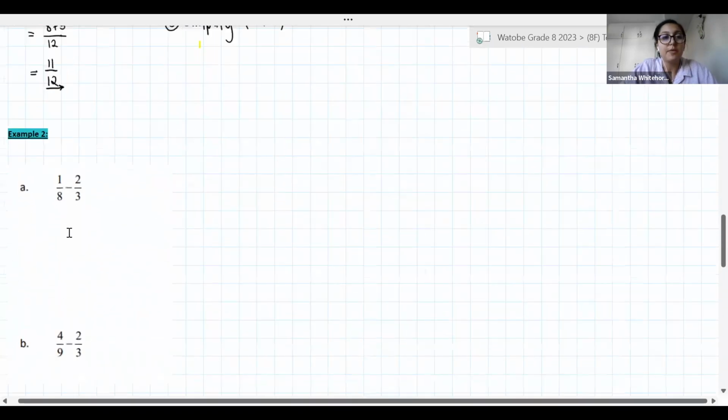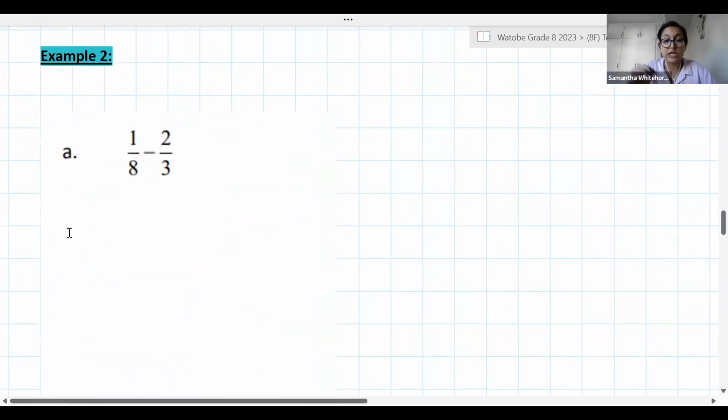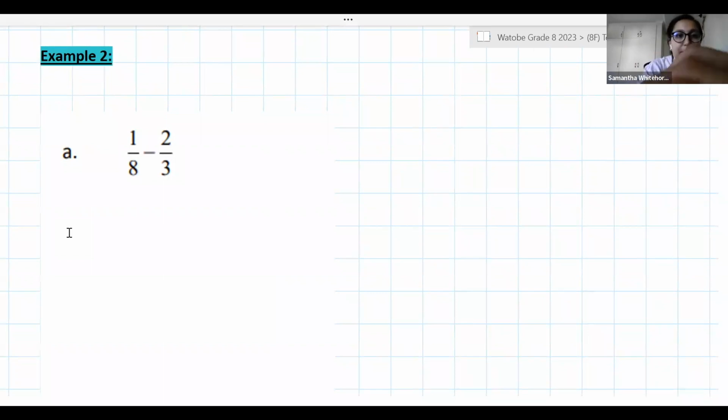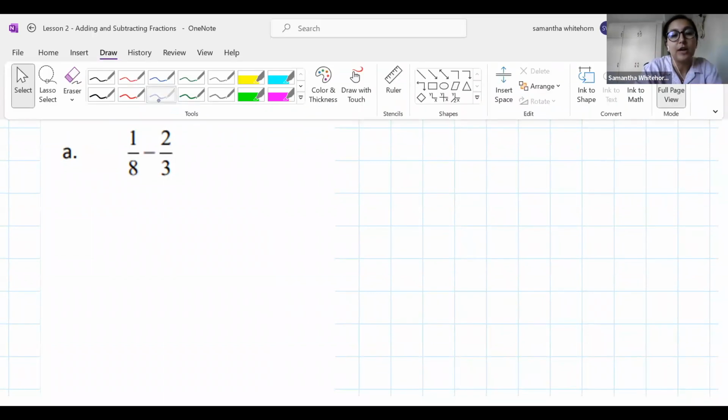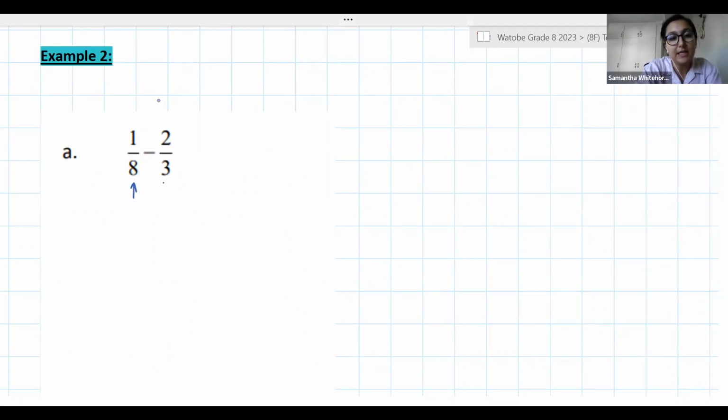So let's have a look. Guys, the same thing happens when we subtract. Nothing is changing here. We find our LCD, we make the denominators the same, and then we subtract. Step number 1 is LCD. So I've got the denominators 8 and 3. So let's list our multiples.